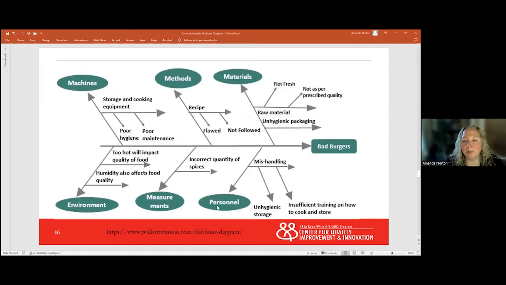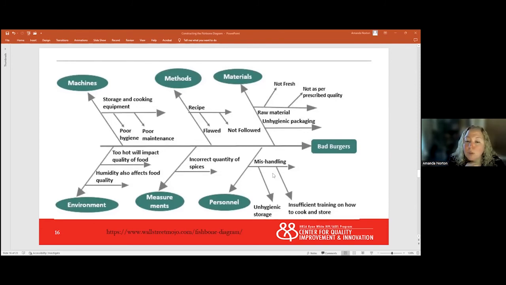So if we think about the personnel issues, there was a mishandling of the burger. Now, what are some of the sub causes of mishandling a burger? It could be unhygienic storage. It could be insufficient training on how to cook and store. We're just saying for this particular example, these are the things when they dug into the weeds of their system, this is what they found. Burgers were being mishandled because of unhygienic storage and insufficient training.